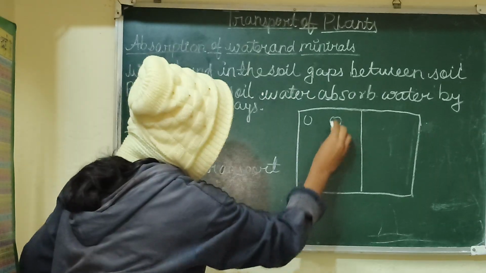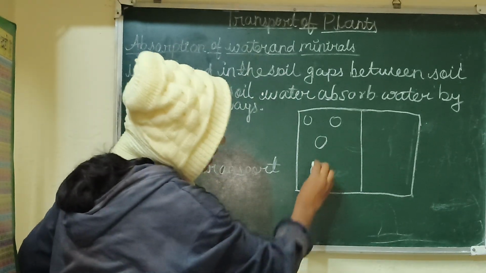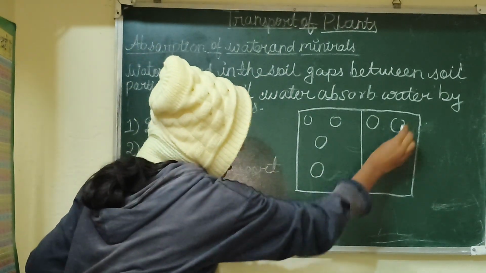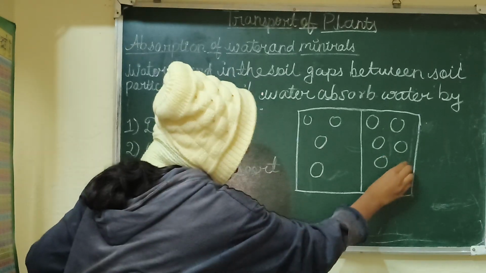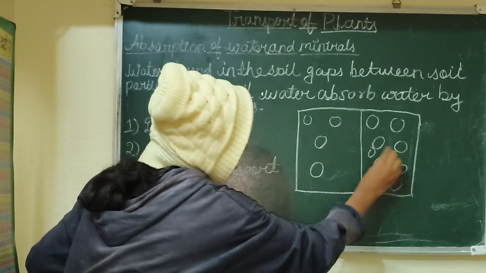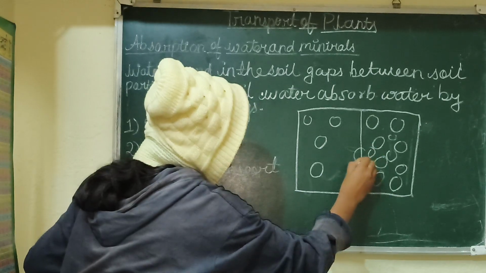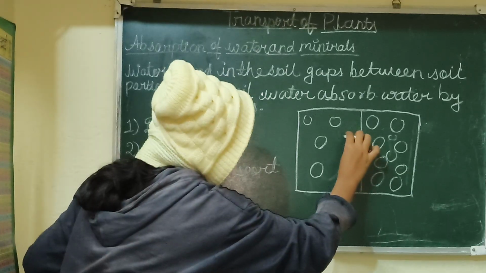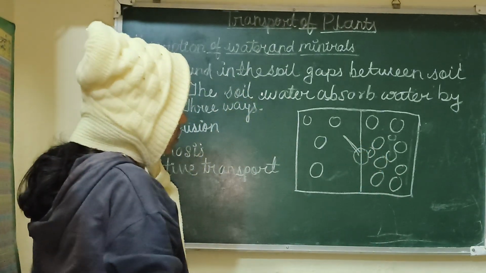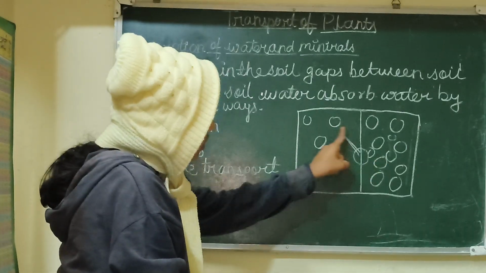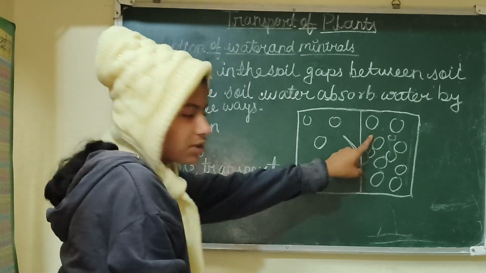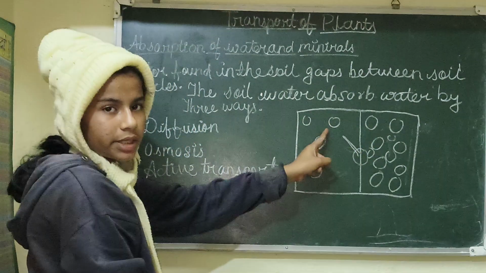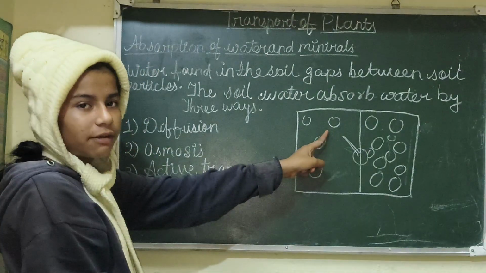Here is the low concentration area, in which there is less food and minerals in the plant, and here is the high concentration of food and minerals in the plant. So these particles are moving toward this side because there is no space in the higher concentration area, and they move toward the lower concentration area. This process is known as diffusion.